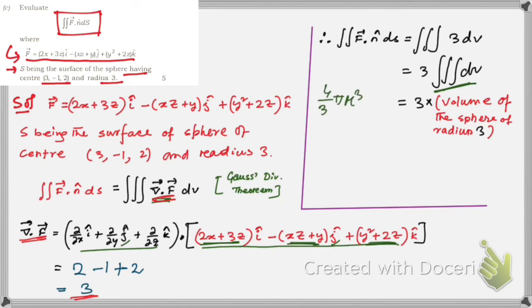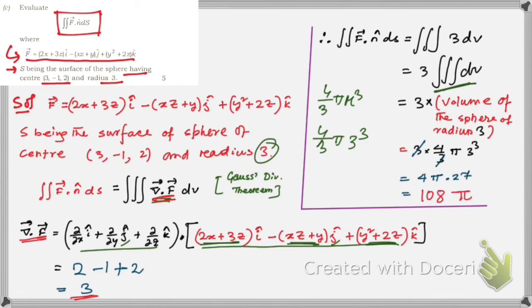So here the radius is 3, that's why it will be 4 by 3 pi, instead of r we're going to put 3 cube, right? If you do so, then what you will get, 3 into 4 by 3 pi into 3 cube. So here the 3 cancels, then 3 cube is 27, and 4 times 27 is 108, I think, right? 108 pi, you're going to have this. This is how we can evaluate this. So hope you have understood this. Now let's move on to the next question.